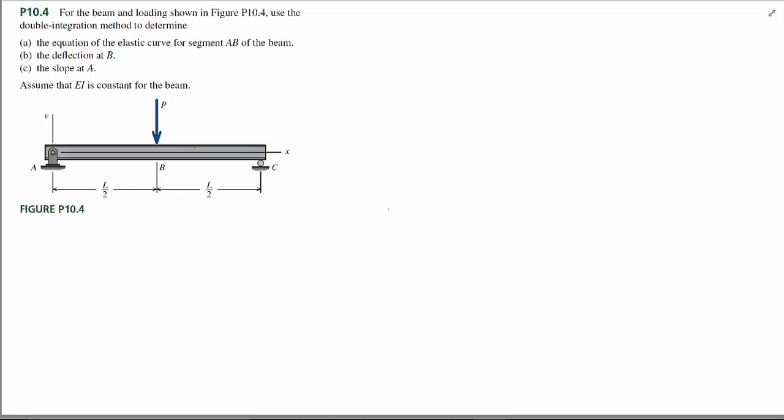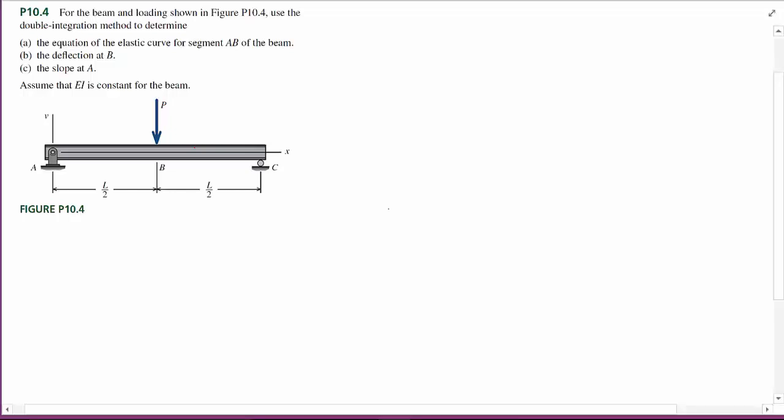Hello, we're going to do another practice problem. Today is 10.4. This problem says: for the beam and loading shown, use the double integration method to determine the equation of the elastic curve for segment AB of the beam. And we need to find the deflection at B, the slope at A, and we need to assume that the modulus of elasticity and moment of inertia are constant for the beam.